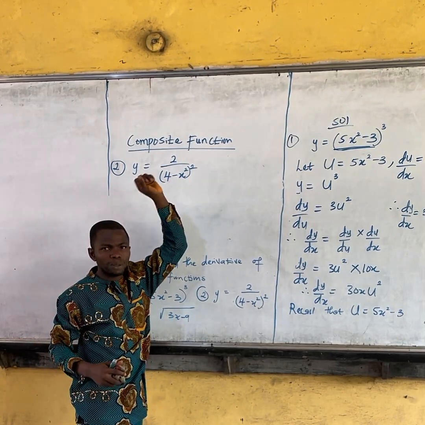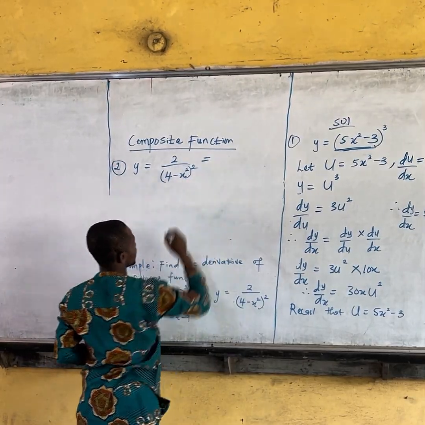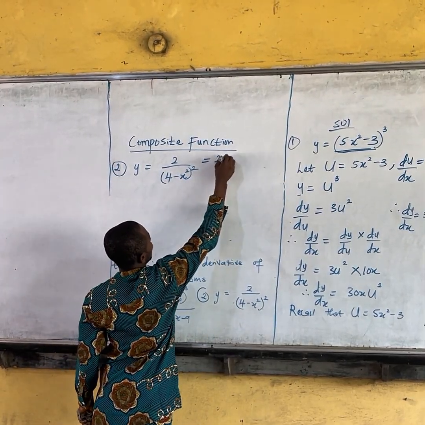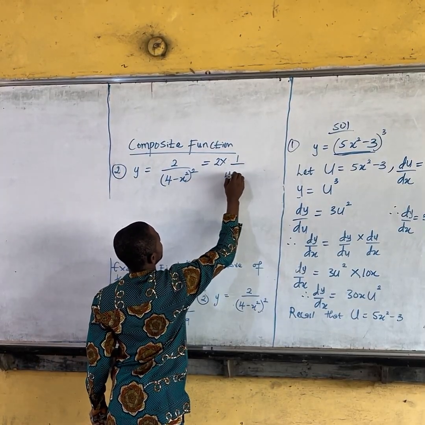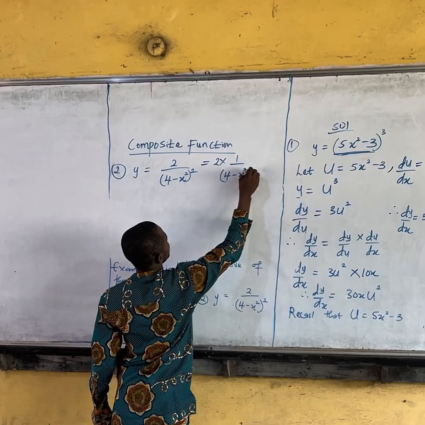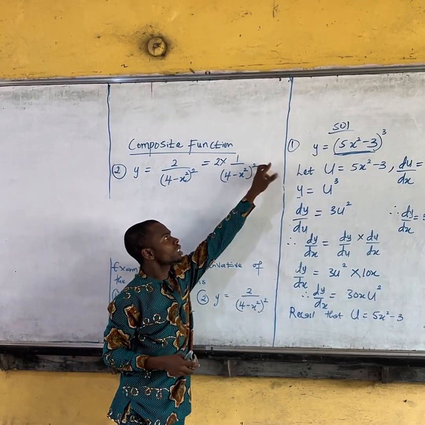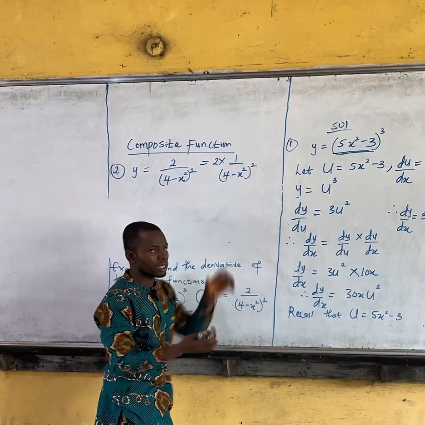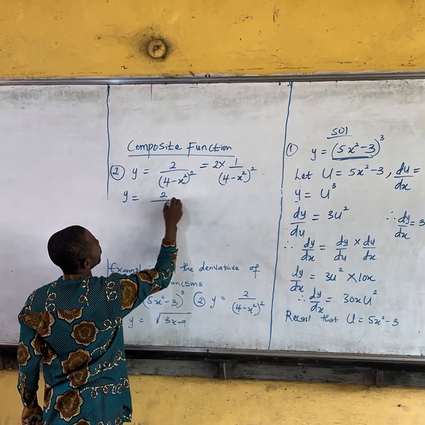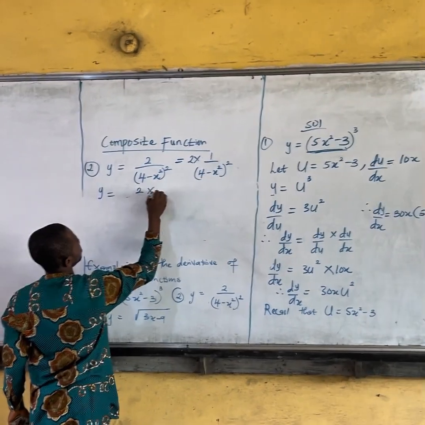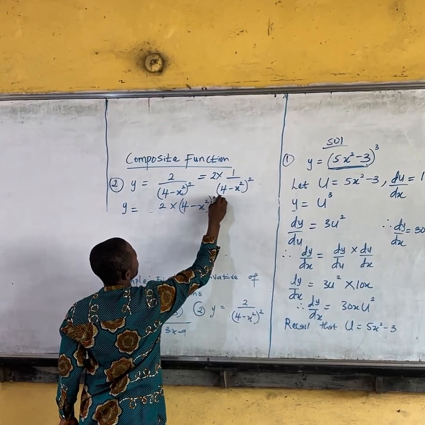I will now apply the principle of law of indices. So I can rewrite this as 2 times 1 over 4 minus x squared raised to the power of 2. According to the law of indices, if this goes up, it will take a negative power. So my y is now 2 times 4 minus x squared raised to the power of minus 2.